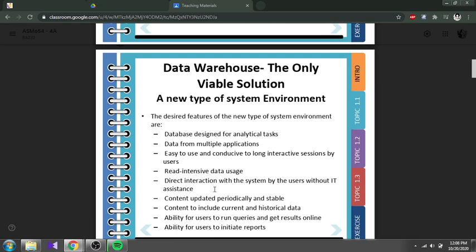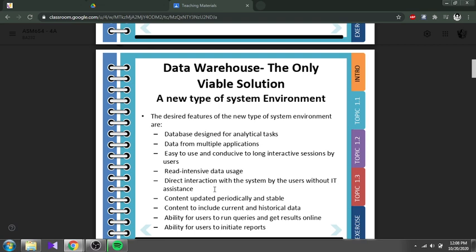No need for IT to get involved. The person can query by themselves, and the content is updated periodically and stable. The data is updated, and the content includes current and historical data. You can look back at past information to make a judgment, to make a decision.